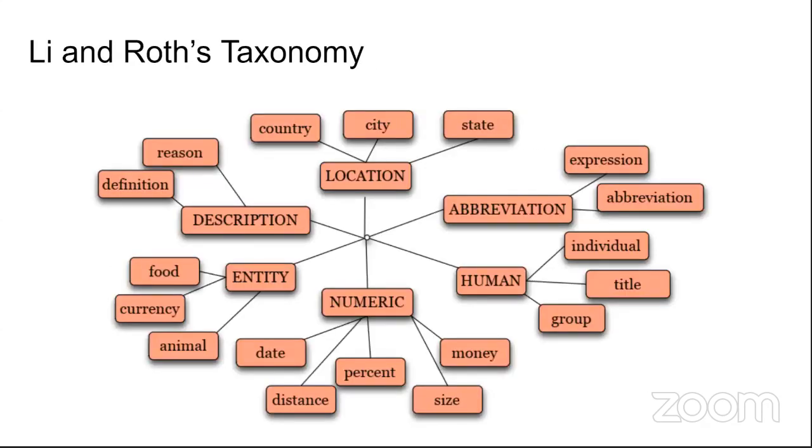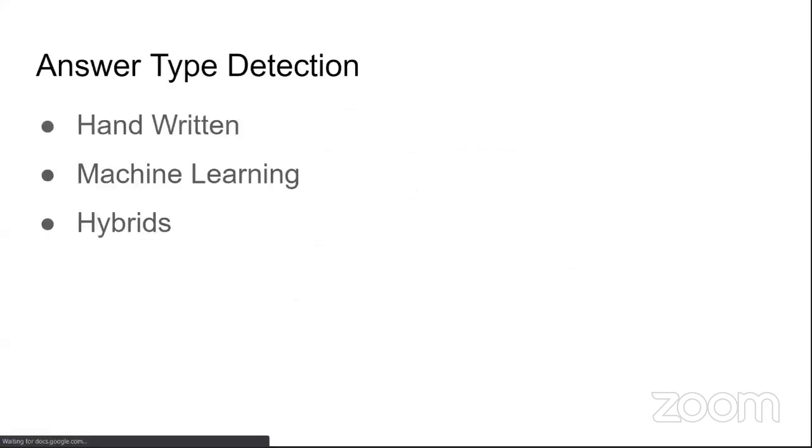The taxonomy they created was something like this. The 6 coarse classes are represented in the middle, and some of the subclasses are presented outside. So numeric can be date or percentage or distance or money or size. A human can be an individual or a title, or it could be talking about multiple humans in a group. An abbreviation could be an expression. It could be an abbreviation or an acronym in itself. The location could be a country, city, or state. This is how the taxonomy looks.